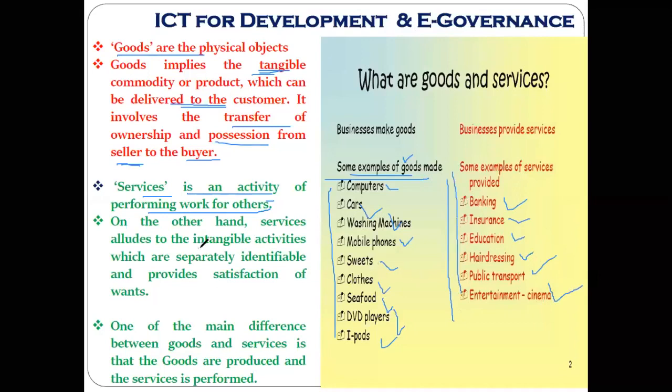That's why we call services intangible activities, because we cannot see them, we can only experience them. Understood? So these are the main differences between goods and services. In short, one of the main differences between goods and services is that goods are produced and services are performed. Is it correct? Yes or no? Goods are produced and services are performed. Getting the meaning of this? Goods are produced and services are performed. Yes?